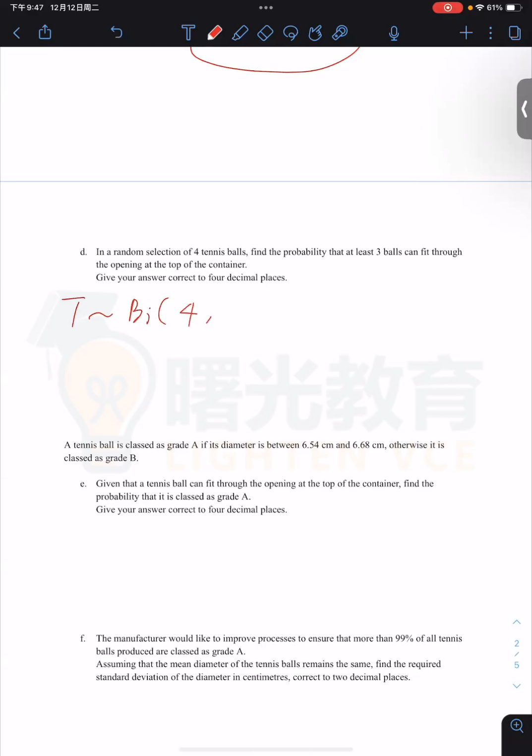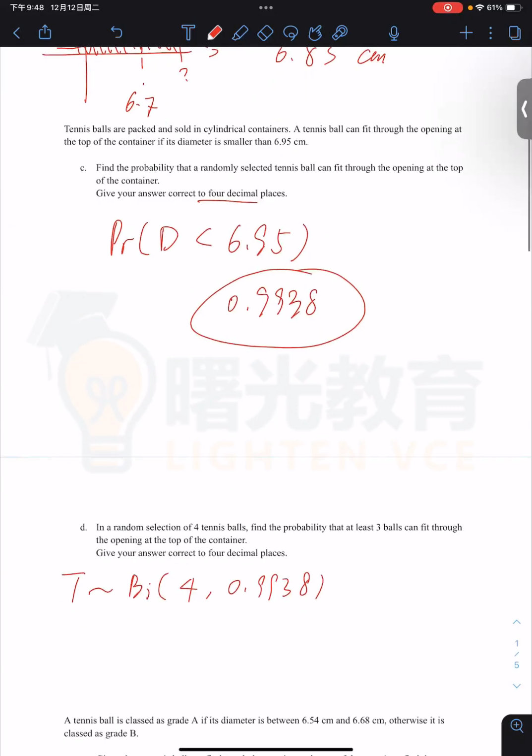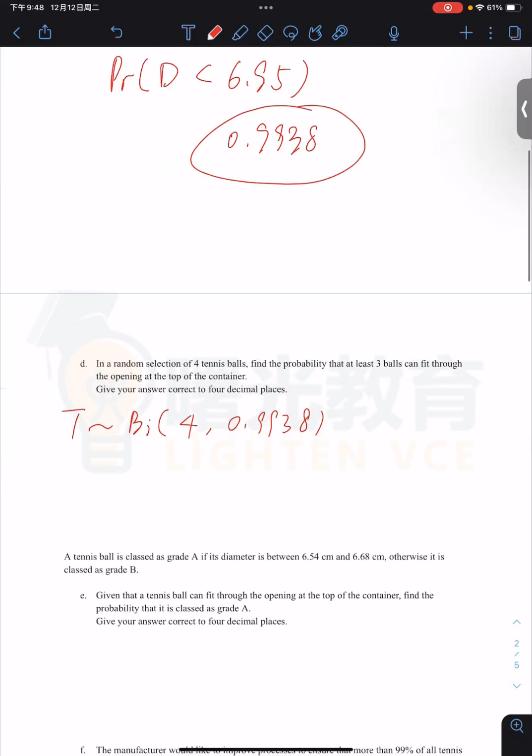The trial number would be 4, all right? And the success probability would be 0.9938, which we just adopted from the last question. Because only if your diameter is less than that value can the balls go through. Otherwise, it is stuck, all right?